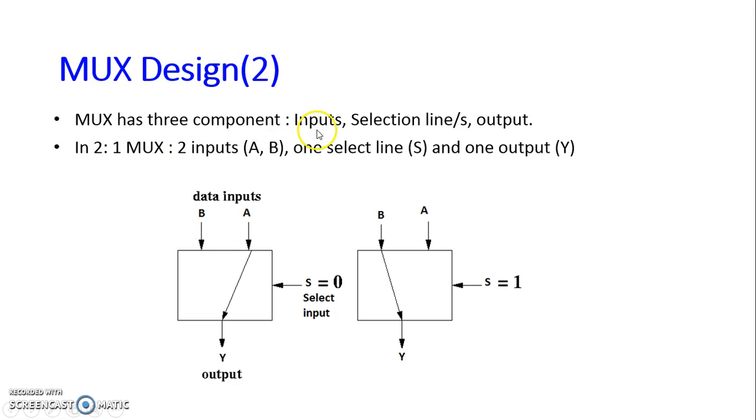Mux has three components: inputs, selection lines, and outputs. In 2:1 mux, we have two inputs A and B, one select line S and one output line Y. A and B are 1-bit inputs. Similarly, S is also a 1-bit input and Y is a 1-bit output. Now, the implementation is like that. If my select line is 0, I have to pass A to Y. When my select line is 1, we have to pass B to Y. How to realize this circuitry?